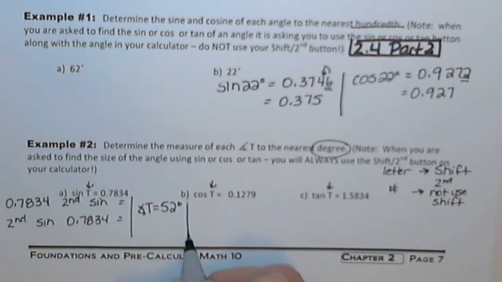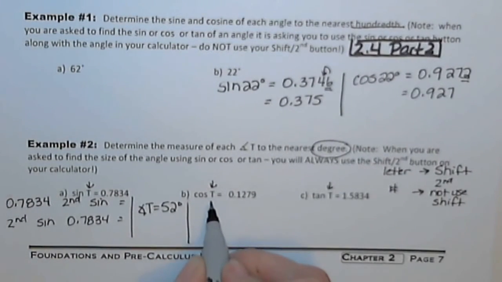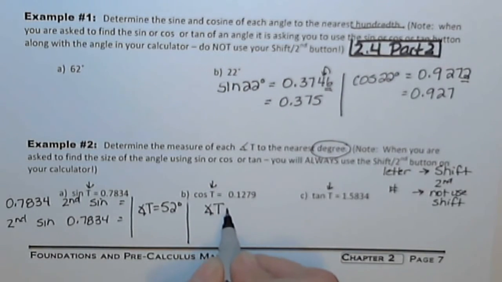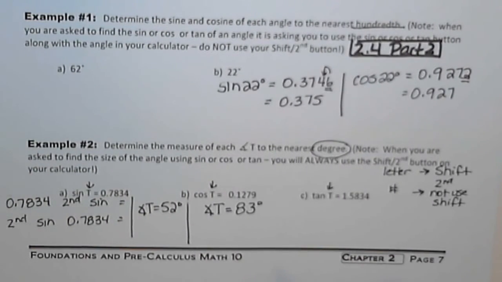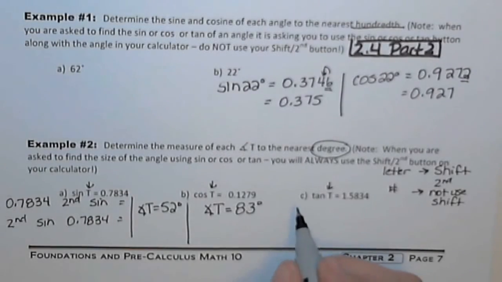Now to find the cosine of t, the same thing. You're either going to type in 0.1279 second cos, or second cos 0.1279. Try it. You should find out that angle T in this case turns out to be 83 degrees. While you're listening to these notes, you should pause it periodically to try the question on your own and see if you get the same answer that I did when I did it with you.